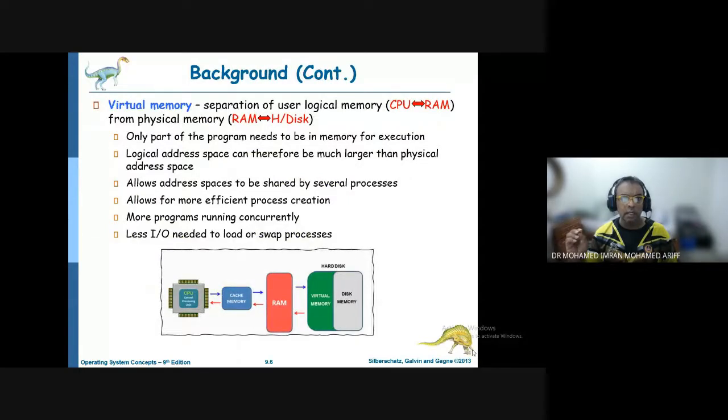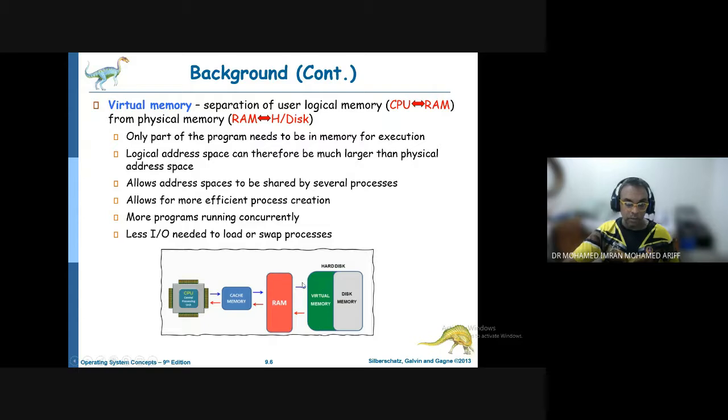Okay, the idea of virtual memory is to separate logical memory from physical memory, whereby you separate the memory from CPU to RAM, or from physical memory, RAM, to hard disk. Okay, so a virtual memory is simply something like this. So you have your CPU here. Inside your CPU is actually the cache memory, and then you have the normal RAM here, and you have your virtual memory here.